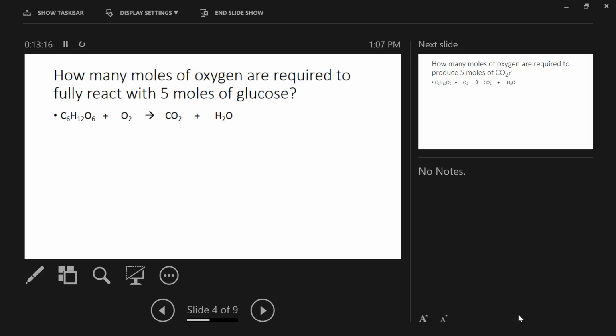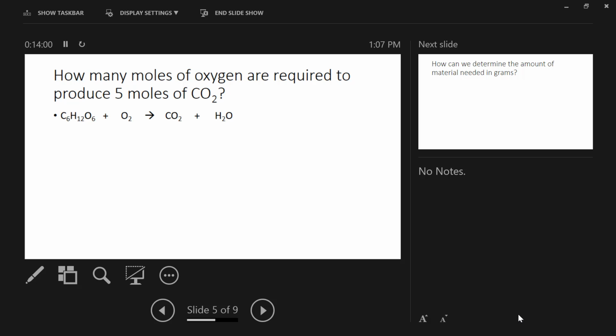So how many moles of oxygen are required to completely react 5 moles of glucose? 30. Okay? That make sense? A little bit more complicated, but not much. Still completing it in a single step. The next one I want you to work on for a little bit before we solve it together. Any questions on this before we move to the next one? Okay.